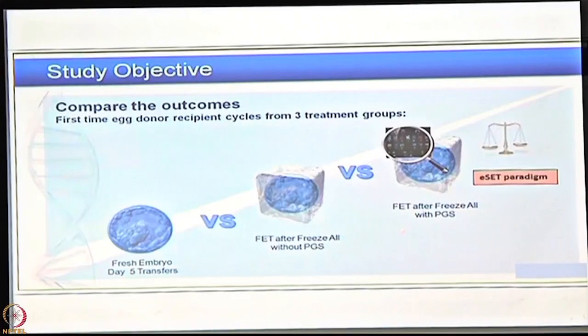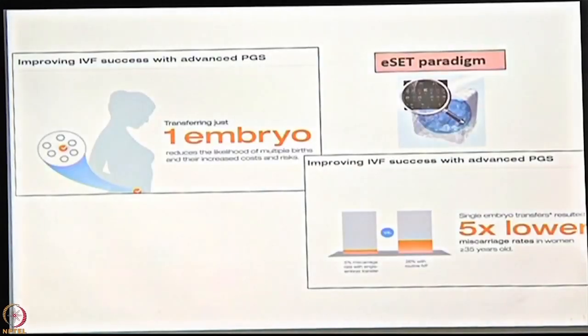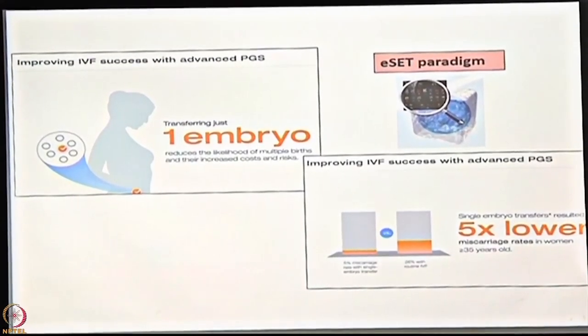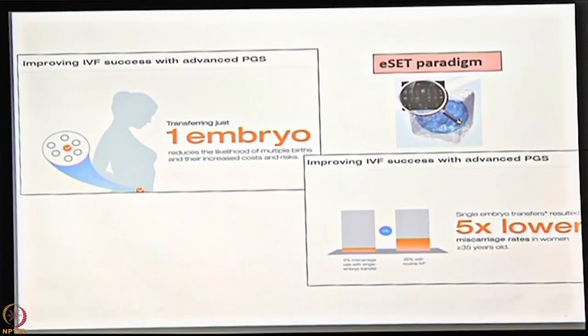Means you can go for frozen, with that do the PGS. PGS means you just go for the screening of all 24 chromosomes, identify that all the chromosomes are good enough, identify the euploid embryo, and then go for the IVF. So how do they basically do it? By transferring one embryo, it is also cost effective for the couples.